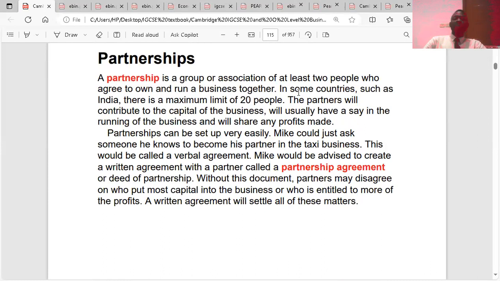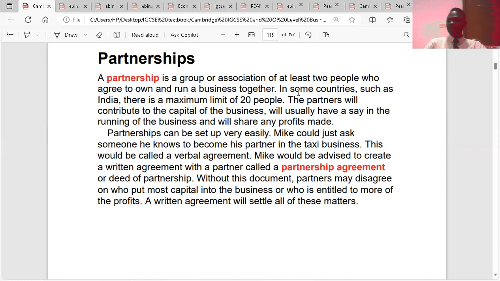A partnership is a group or association of at least two people who agree to own and run a business together. In some countries, such as India, there's a maximum limit of 20 people. The partners will contribute to the capital of the business, will usually have a say in the running of the business, and will share any profits made. Partnership occurs when two or more people, especially 2 to 20 people, come together to run a business with the aim of making profits. That is partnership. I think it's clear.